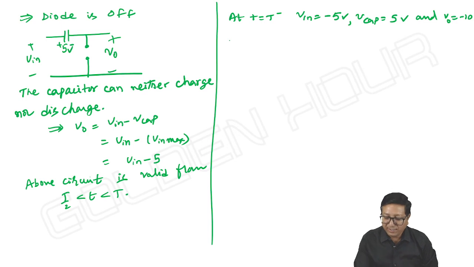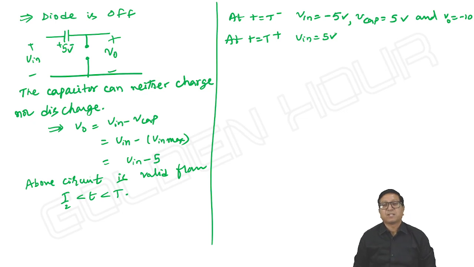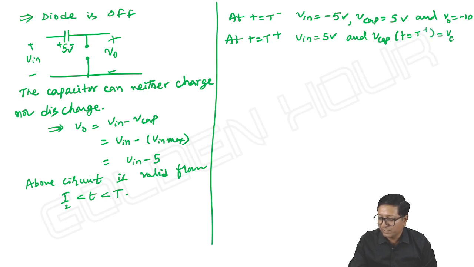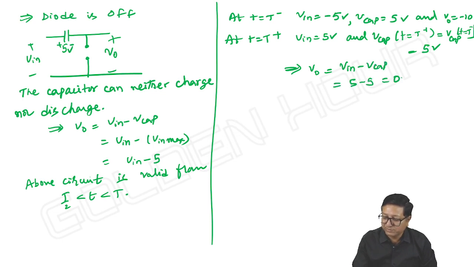Everything is fine. Now at t is equal to T plus, what is happening? Input is rising from minus 5 to plus 5. But the capacitor voltage cannot change instantaneously, and V capacitor at t is equal to T plus is equal to V capacitor at t is equal to T minus. Ultimately, its value is 5 volts. Then what about the output? Implies V output is V in minus V capacitor as usual, 5 minus 5, 0 volts.